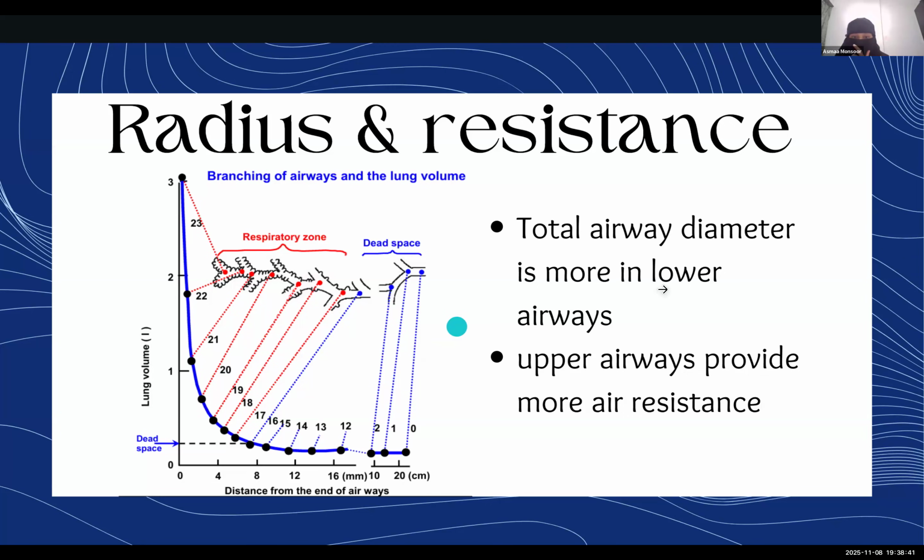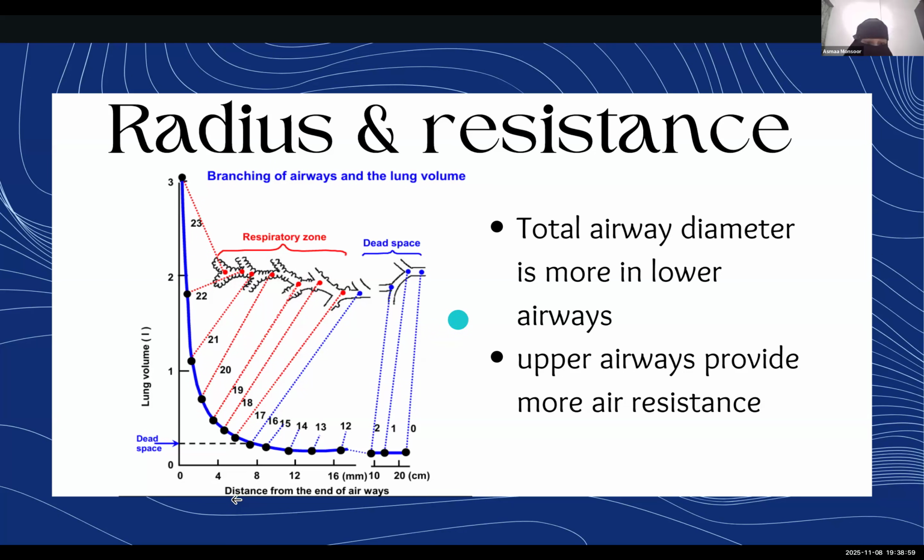This is another diagram which says the same thing. Do you need to memorize the diagram or every single point about it? No. What you need to know is the same thing that I said before: resistance and where the resistance is maximum. Now, let's talk about this diagram first.